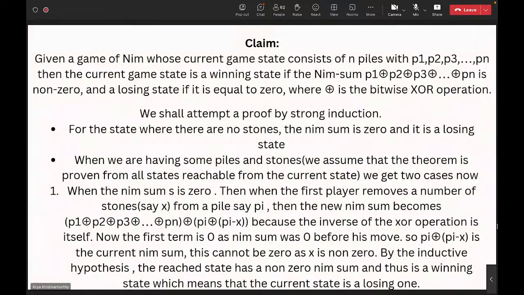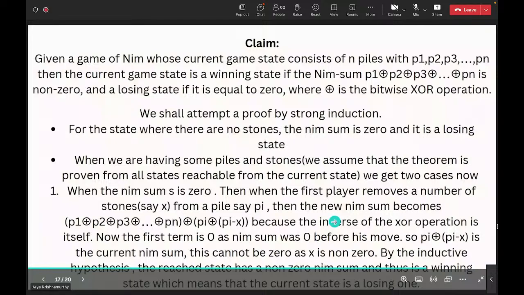Then the first player removes some number of stones, let's just say X stones from a pile, say Pi. Then the new NIM sum becomes P1 XOR P2 XOR P3, and so on till Pn, which was the initial NIM sum, XOR Pi XOR Pi minus X, because the inverse of the XOR operation is itself. I hope you know this, that the inverse of the XOR operation is itself.